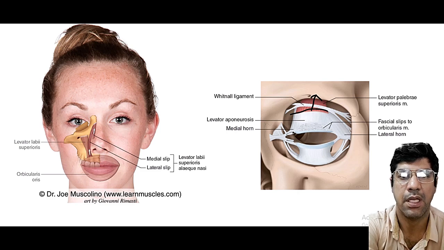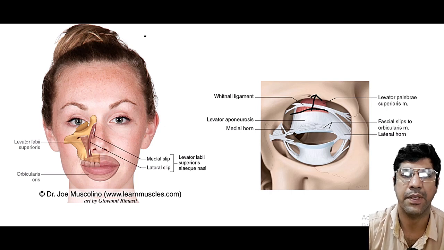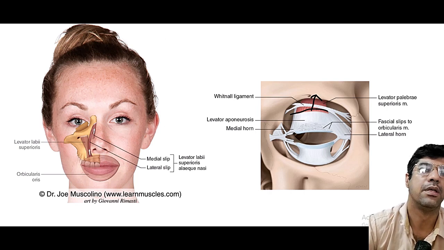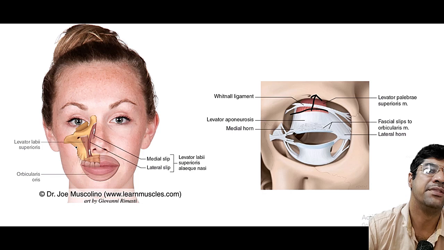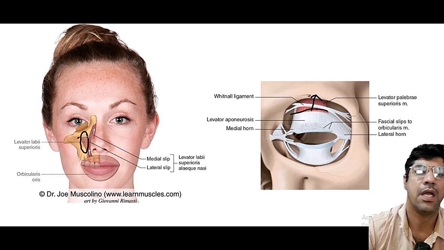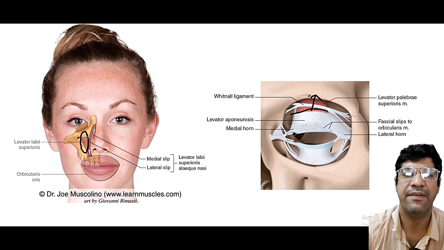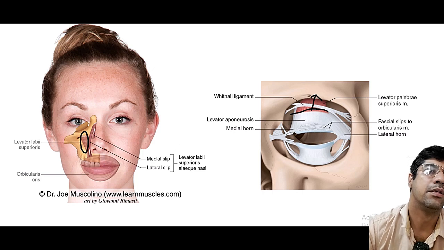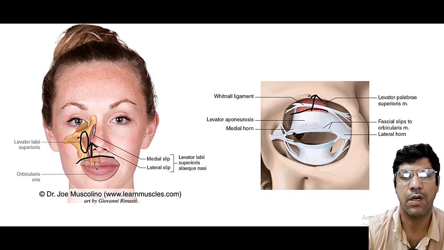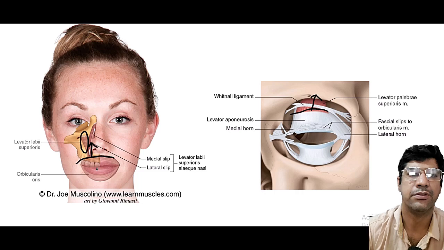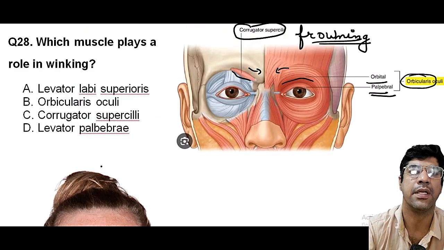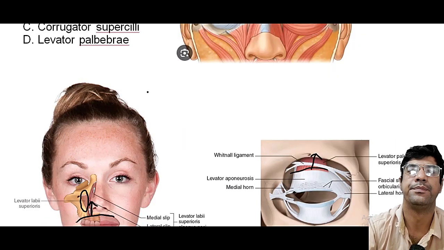Another option is the muscle levator labii superioris. This muscle helps to elevate the upper lip, and it is not primarily associated with winking. So mark your answer as B.